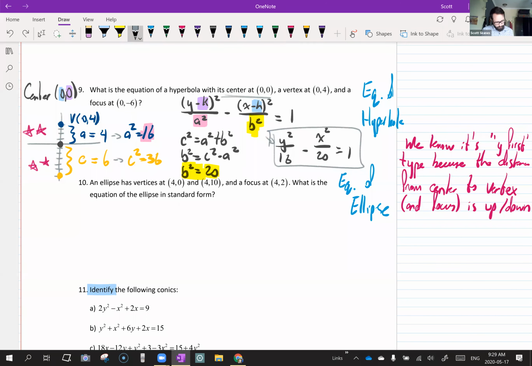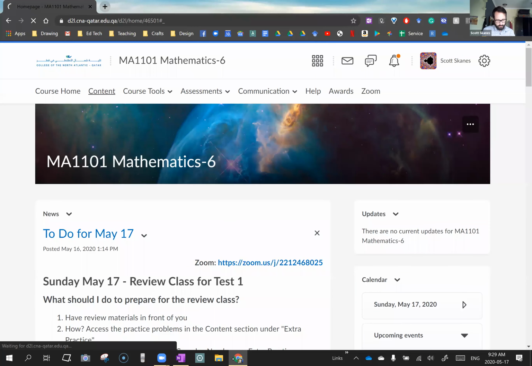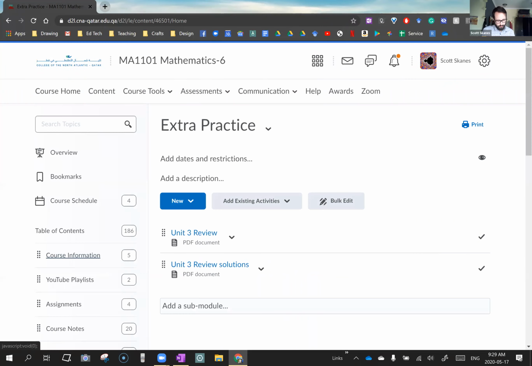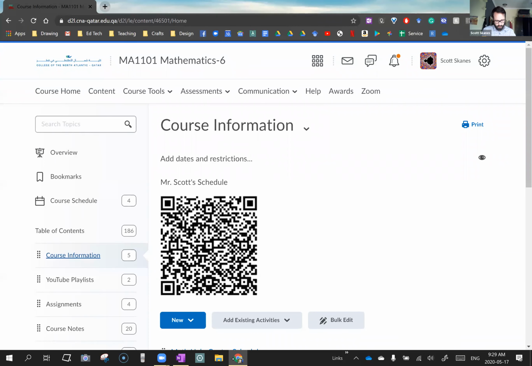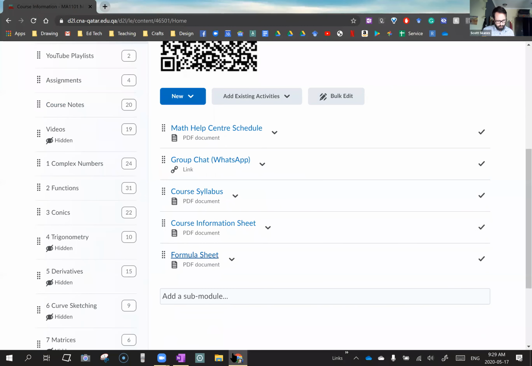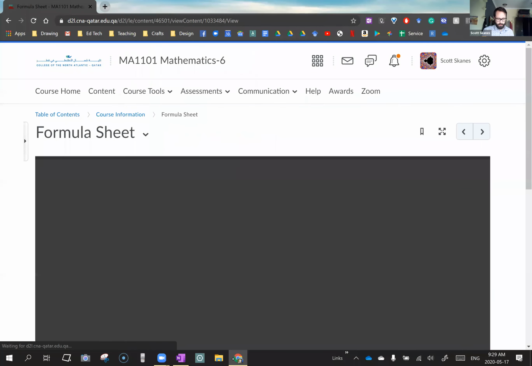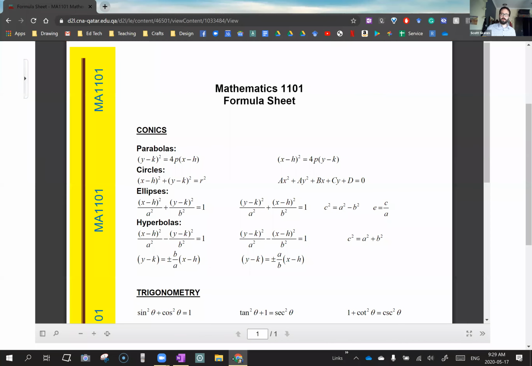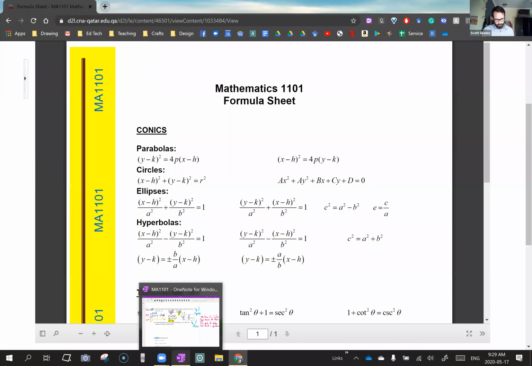All right, I'm going to move on to 10. An ellipse has vertices at 4, 0 and 4, 10. The formula sheet is on D2L. So you should have that available to you before you start. So if you go into the D2L shell and go to content, and then go into course information, and scroll down a little bit, there's a formula sheet there. If I remember, I'll put it on the back of the test. If I don't remember, you're going to have to just go look at that. But you can get it from here, okay? So, take a picture, do whatever you need to do, write it down on a paper and put it on the back of your wall or something, I don't know.